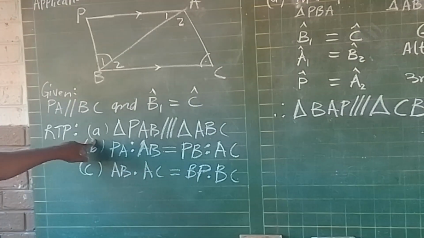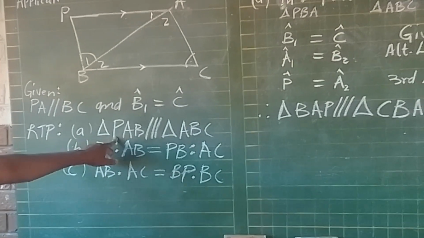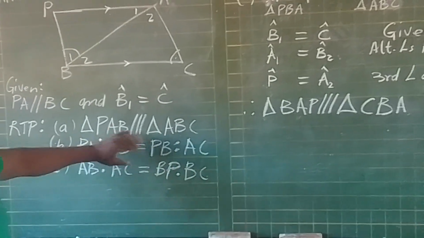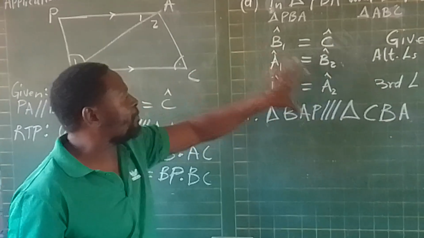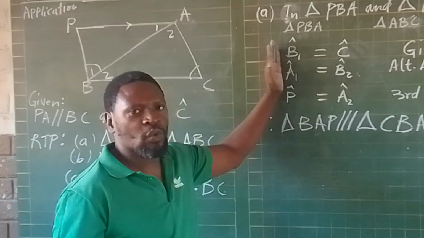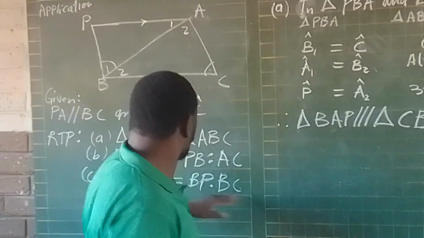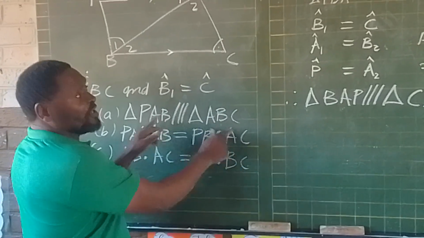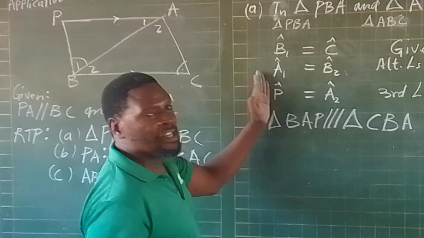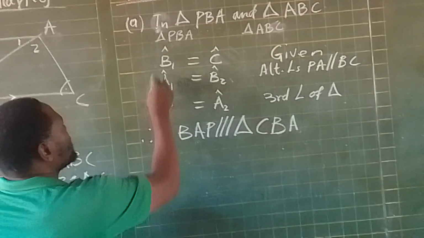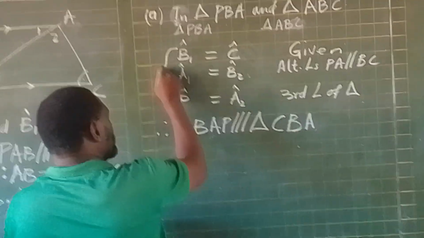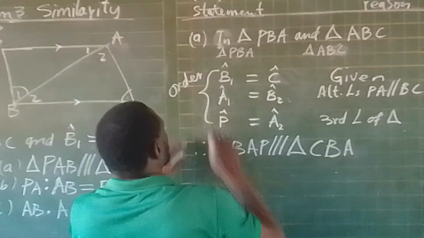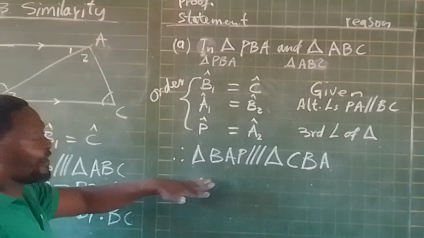Proven number A. You see, they say PAB, ABC. This is not in the order you have proven. This is the order in which you have proven. It does not necessarily mean that you must take this to be similar to that. Because now you have worked it out, take it according to the order. This is what we call order. Follow the order, you will never go wrong.